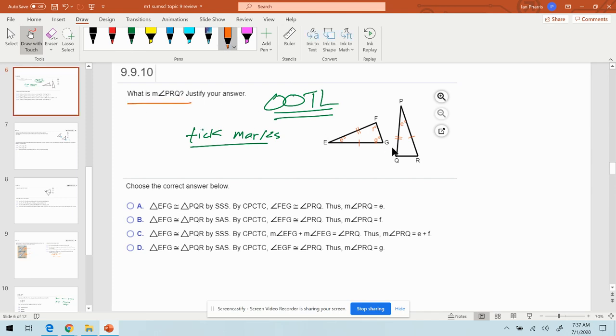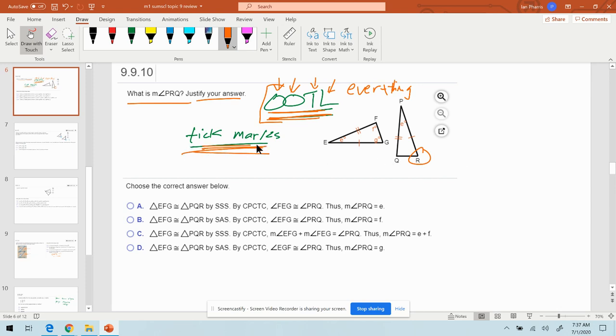What is the measure of angle PRQ? That's this angle right here, and justify your answer. Something that I've always taught my students in the classroom is this abbreviation OODLE. It sounds like noodle, but with no N. OODLE means order of the letters. Order of the letters is everything when we're talking about geometric shapes and triangles and congruence and stuff like that.